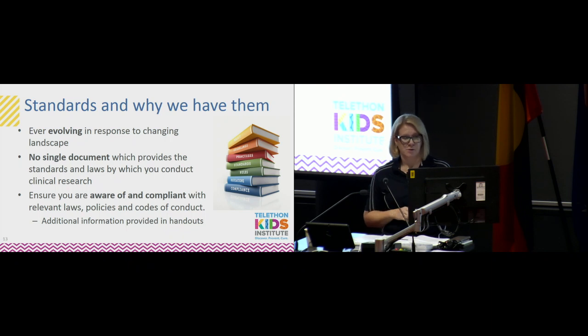There's no one single document that's going to provide you with everything that you need to know. You need to make sure you're conversant across all of those. And always be aware of what you need to be compliant with and any relevant laws, policies and codes of conduct. If you're not sure, try and find someone like myself that's in research governance that can help you and point you in the right direction. We'd rather be asked.